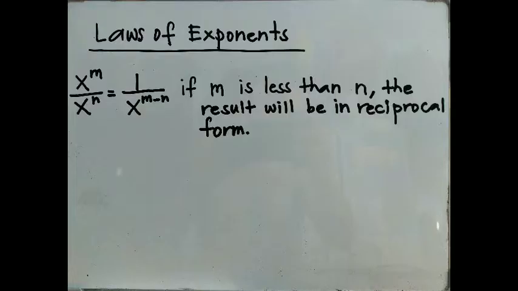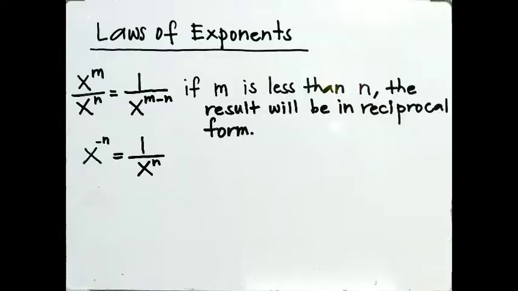In case of a smaller quantity of the exponent minus a higher quantity which results in a negative exponent, wherein the exponent m is less than n, the result will be in reciprocal form. If we change it to a reciprocal form, first change the negative exponent to a positive number then make it the divisor of 1. For instance, x to the power of negative n will be equal to 1 over x to the power of positive n.